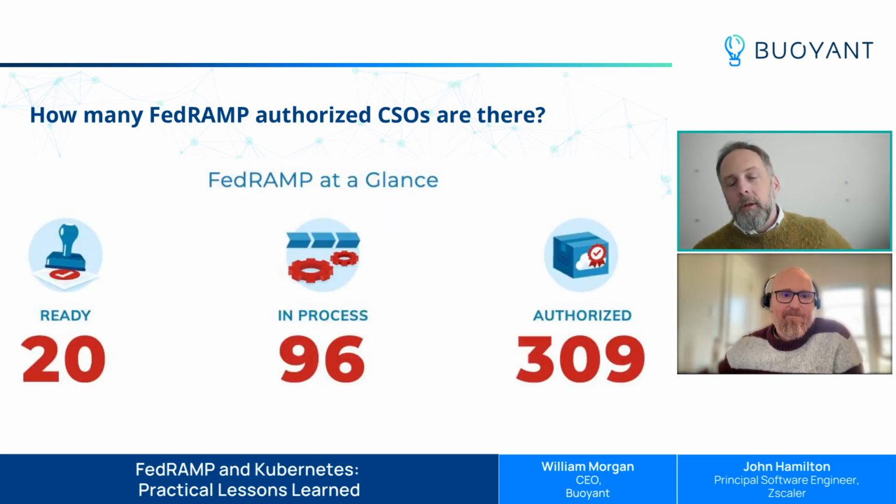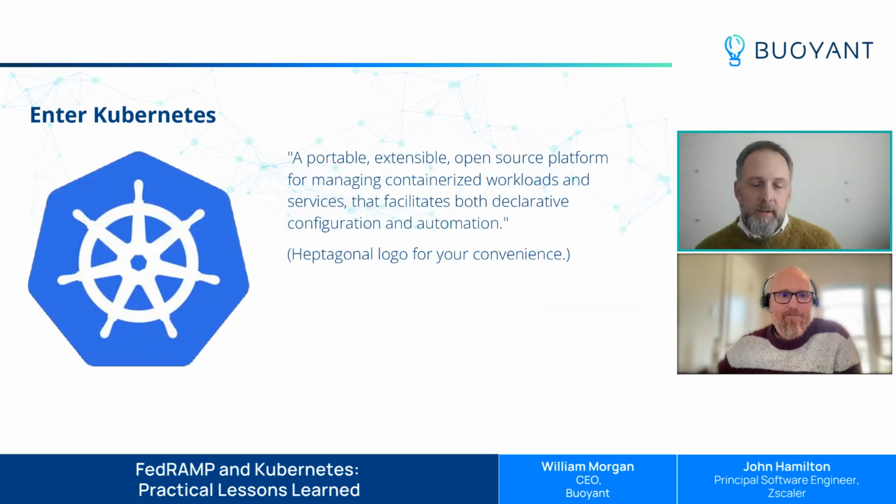The answer is 309. So someone guessed 300. You were pretty close on that. Someone guessed 5,000. Oh, well, that's what I would have guessed, probably 50,000. So there's really just 300, and there's another 96 that are in process and 20 that are in the ready stage. So it really is more rare than I think people expect, or certainly than I expected.